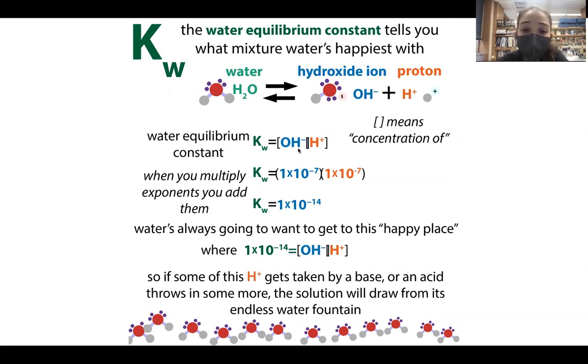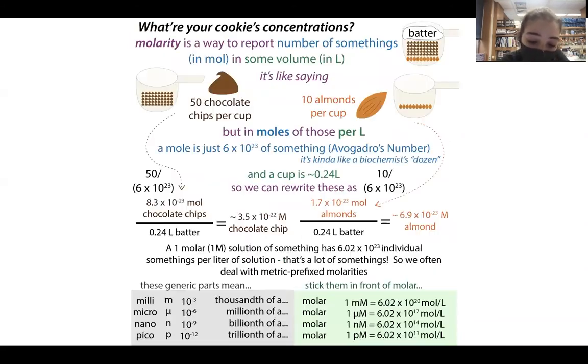The concentrations here are in molarity. Molarity is just the unit of concentration equal to the number of moles of something per liter. A mole is kind of like the biochemical dozen. It's 6.02 times 10 to the 23rd. So it's a ton of stuff, but molecules are really, really tiny, so we need these numbers to help us describe a lot of things in numbers that aren't super giant.